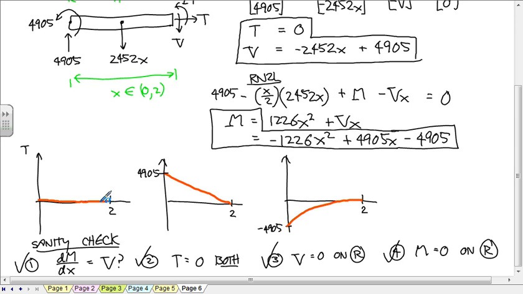There's not any contribution for tension, but the shear force and the bending moment both say that material is having to do the most to stay in equilibrium right near the wall. Okay, so that's sort of what this is for.